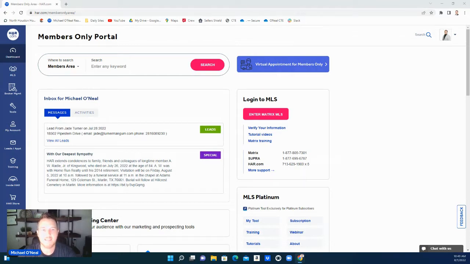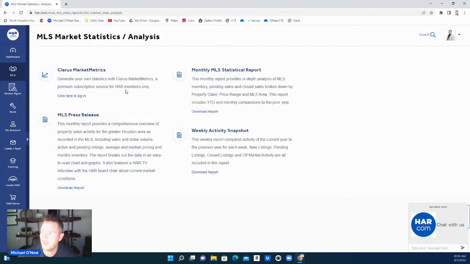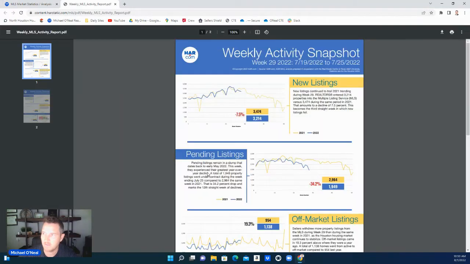Let me show you real quick where it's at. And then you can basically compare week over week from last year. What I do is you just log into your MLS. Before you go into the Matrix, you're going to go over here, go into MLS statistics and reports, market stats. And then these are also good. You can look at all these. That gets more in depth and they're a little bit more difficult to read, but it gives you some really good indications, kind of monthly. The weekly is a really good report. You can see what's happening right here on a weekly basis.